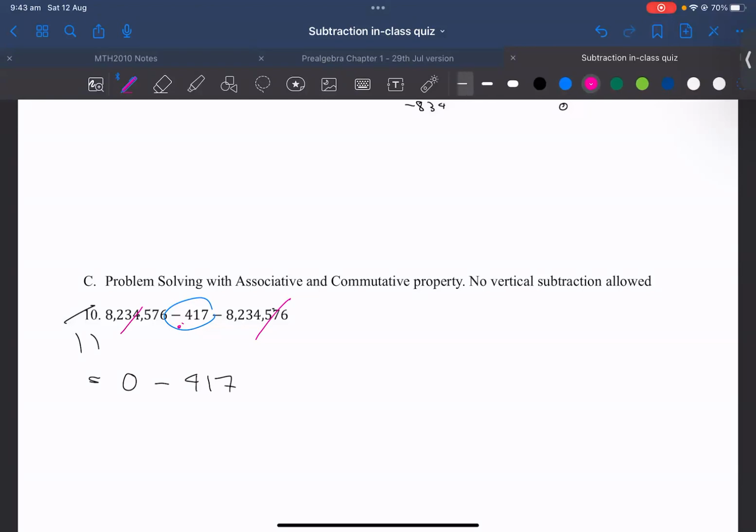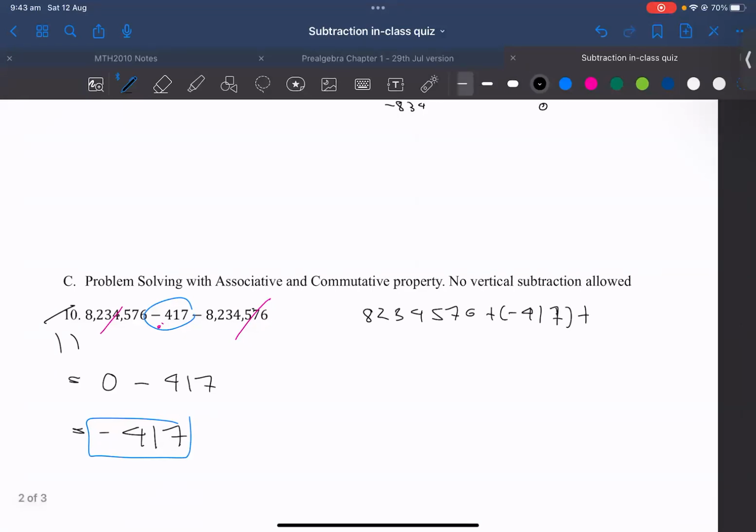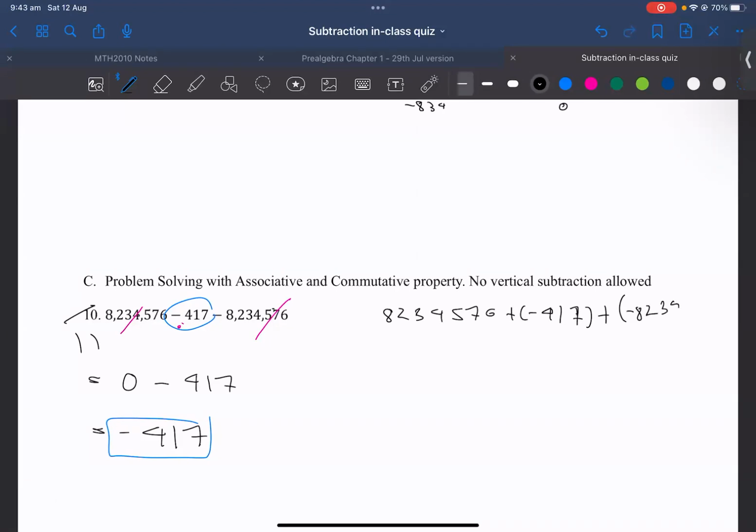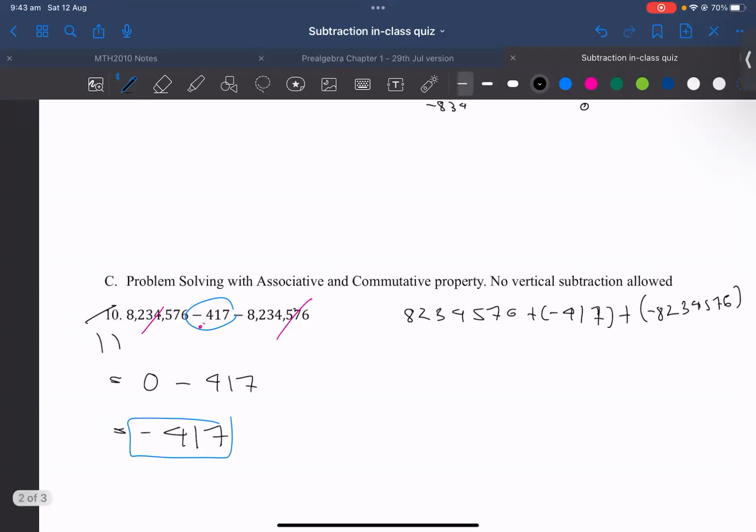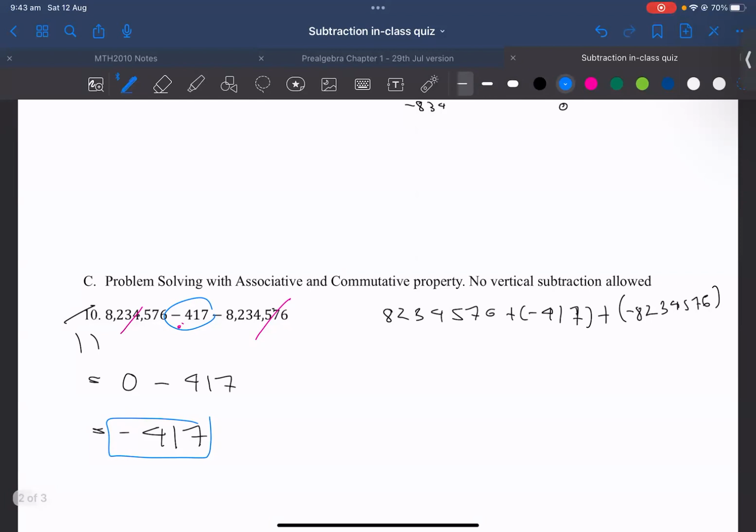I can explain this more properly if I convert it into addition. This is just sort of a shortcut explanation. If it doesn't make full sense, I'll explain it using the other definition. If I convert all of these into additions, 8, 2, 3, 4, 5, 7, 6 becomes plus negative 417 plus negative 8, 2, 3, 4, 5, 7, 6. I'm trying to explain it properly. You don't have to do this. You can just cancel them out directly if you get the concept, but I'm going to do it the long way.